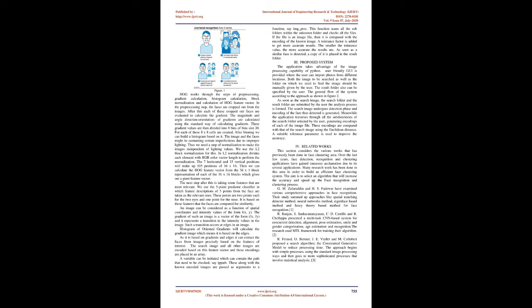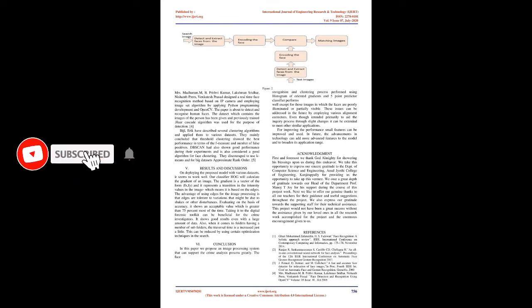Histogram of oriented gradients will calculate the gradient image, which means it is based on the edges. As it is based on gradients and edges, it can extract the faces from images precisely based on the features of interest. The search image and all other images are encoded based on this feature vector, and these encodings are placed in an array. A variable can be initiated which can contain the path that needs to be checked, say a path.